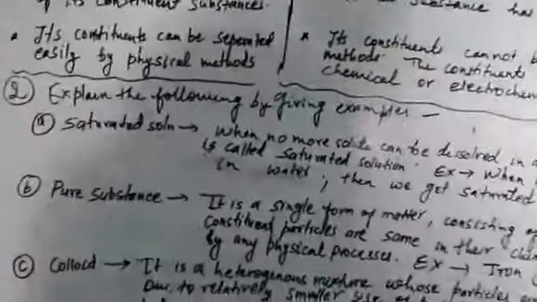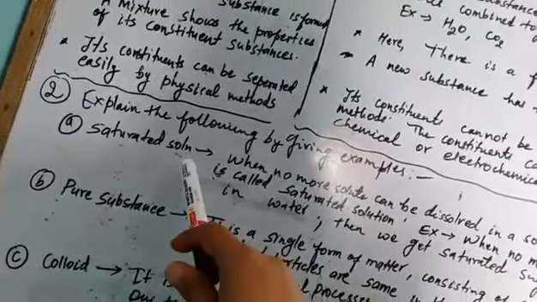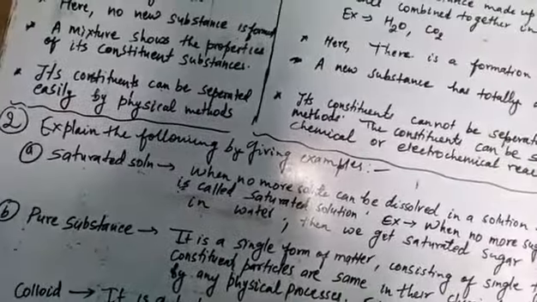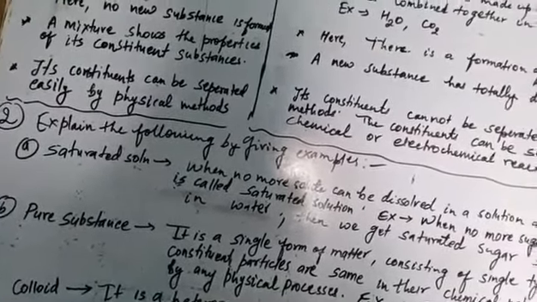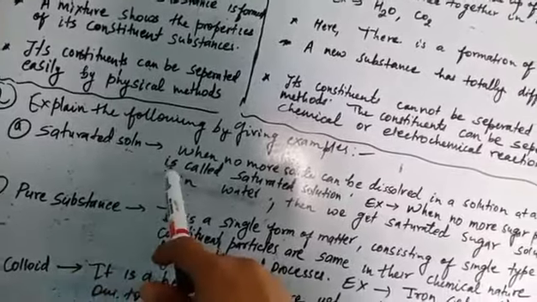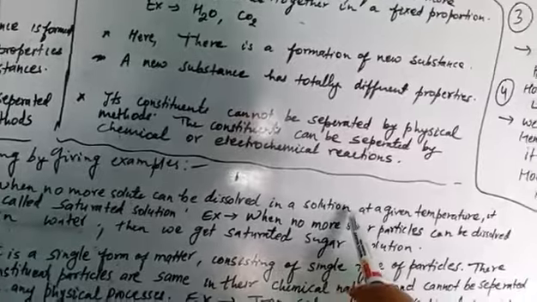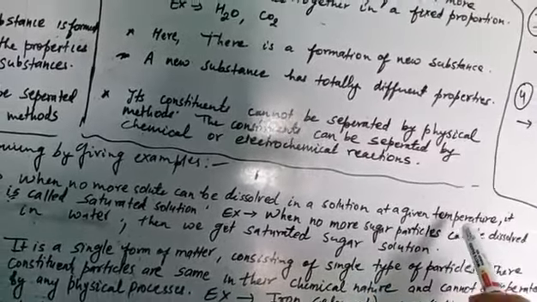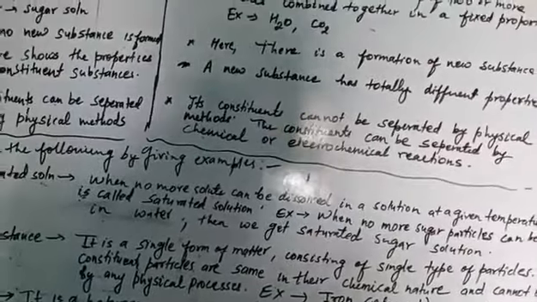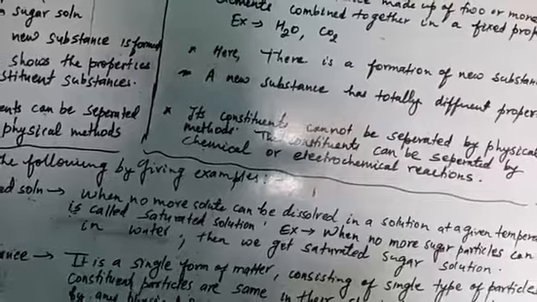Okay, now second is explain the following by giving examples. So here you have 3 or 4 terms. Here you have to define it and explain it a little, along with examples. First we'll see saturated solution. When no more solute can be dissolved in a solution at a given temperature, it is called a saturated solution. Okay. Example, when no more sugar particles can be dissolved in water.